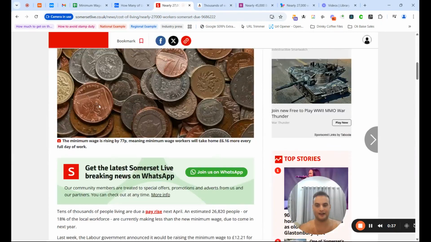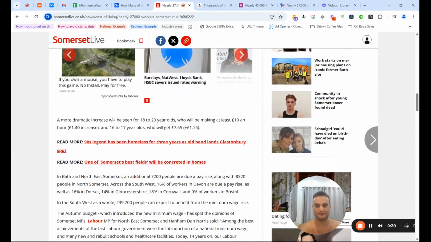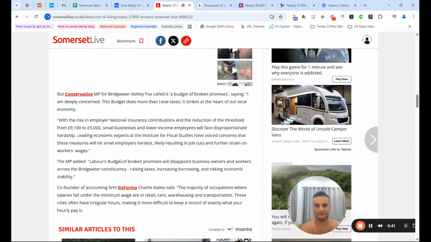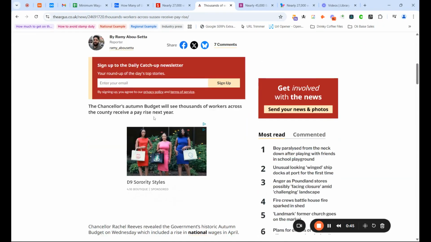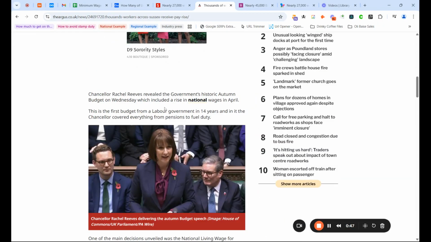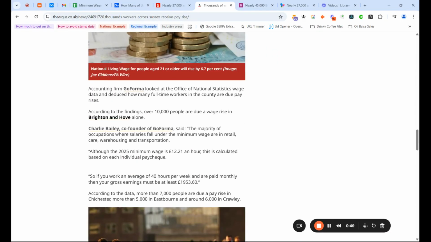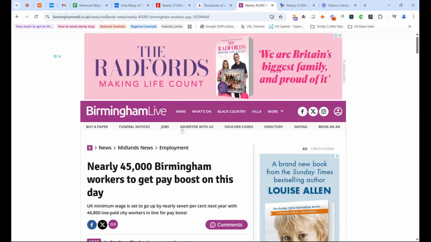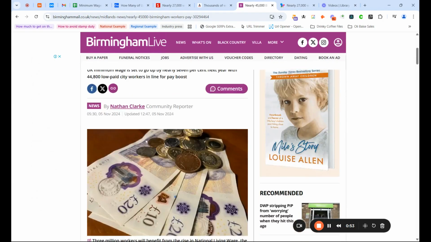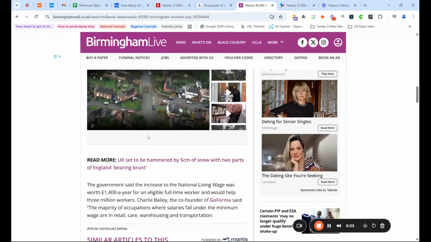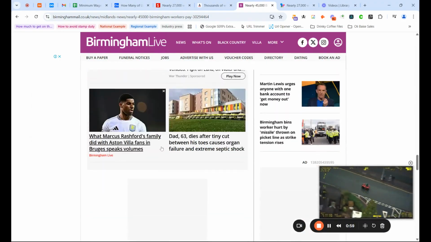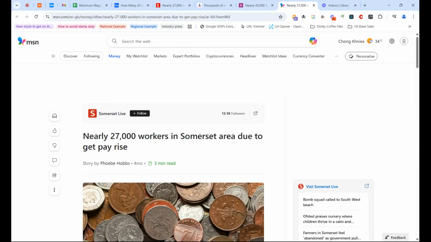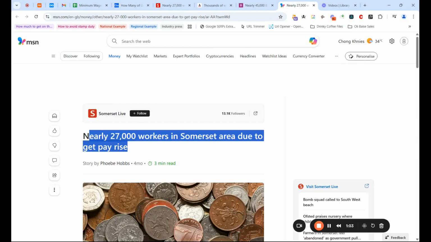So Somerset Live, the links there. The Argus, which is a Brighton local newspaper. The link is there. Birmingham Mail. The link somewhere there. And then syndicated in MSN.